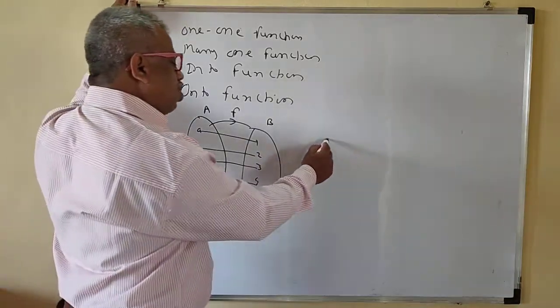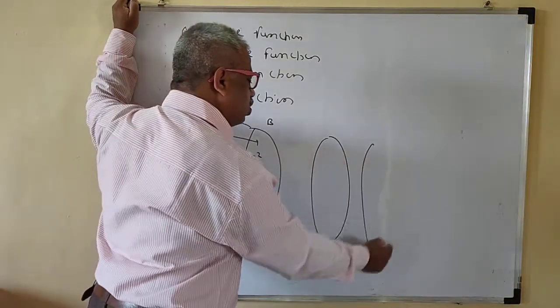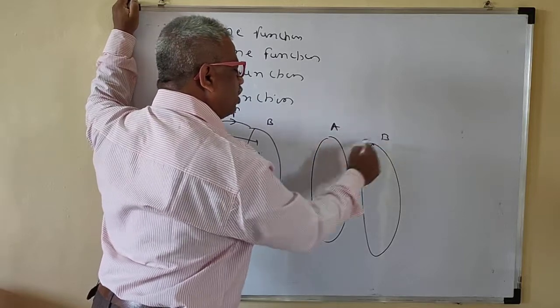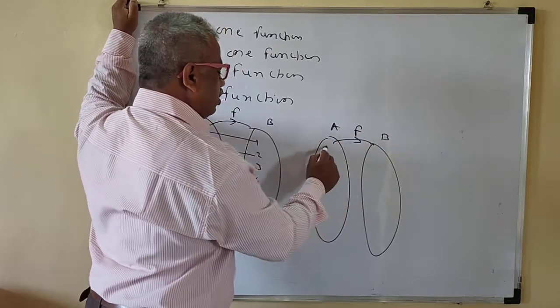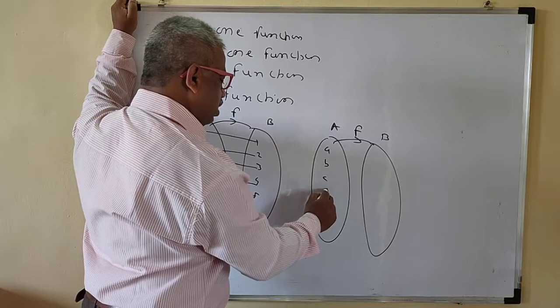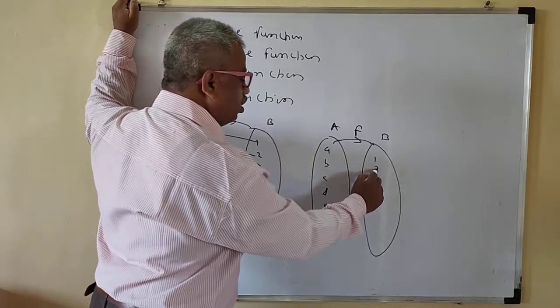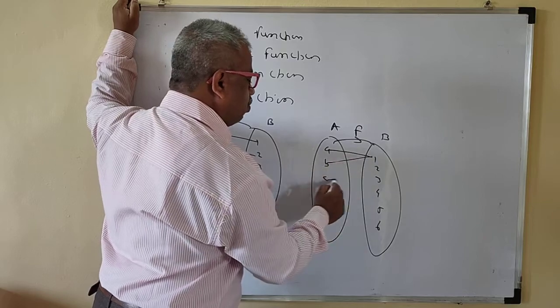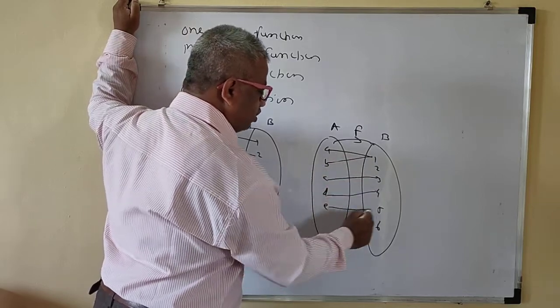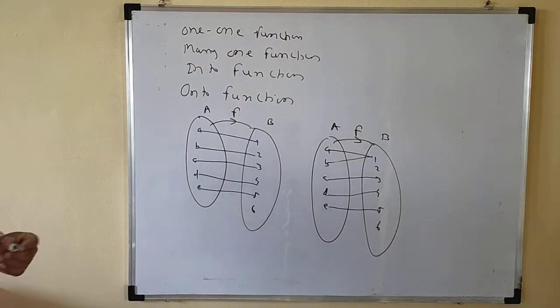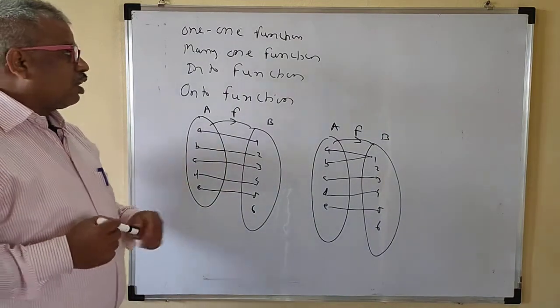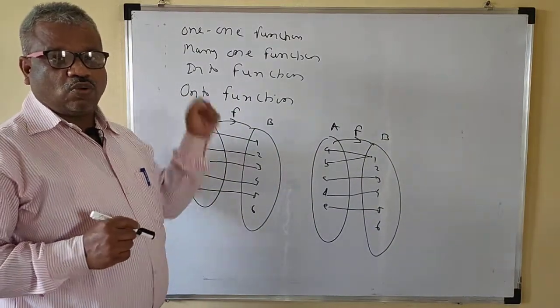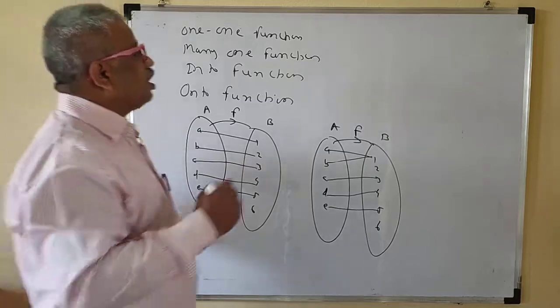Now we need to draw like this one, please. Suppose this is A and B, and this is f, with a, b, c, d, e and 1, 2, 3, 4, 5, 6. If you give the images like this, this is also a function. But now see here, what do we mean by one-one function? 1 goes to 1, right?